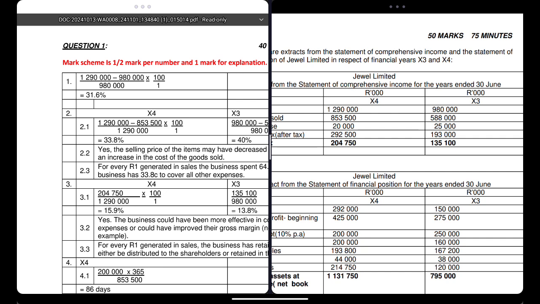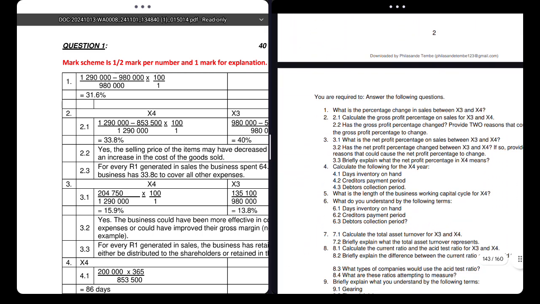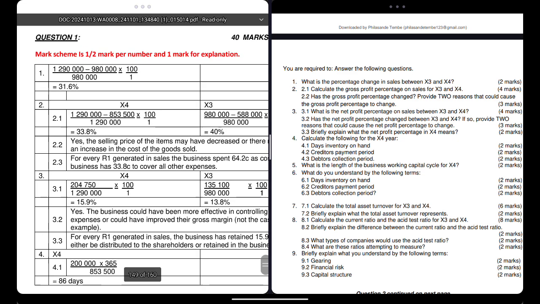Gross profit is very, very important. So gross profit percentage basically says how much profit you are making on sales, right? So in this case, 33.8% means 33.8% of the sales is your profit, gross profit basically, right? Now obviously the higher the better, because you're making more profit.